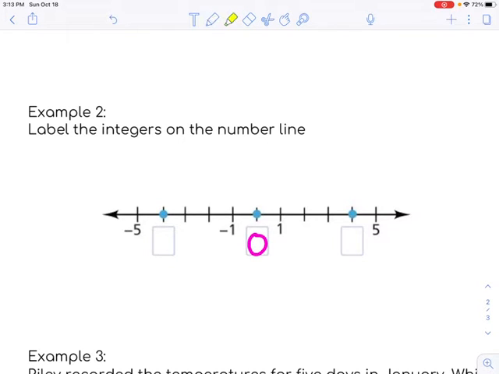Then let's look over to the right. What integer could we put over here? What integer is missing? So if you don't know off the top of your head, one, you can think about, well, what is 1 below 5?